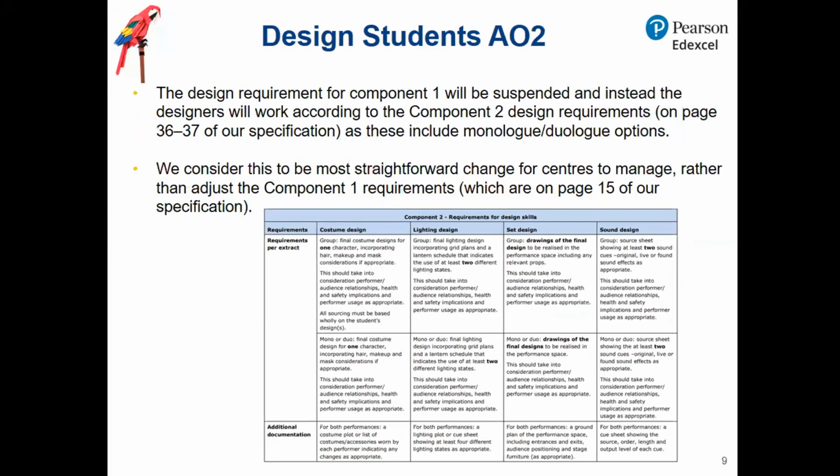Design students in AO2: the design requirement for Component 1 will be suspended, and instead the designers will work according to the Component 2 design requirements. These can be found on pages 36 to 37 of our specification. The reason for this change is that the additional documentation and the requirements for Component 2 allow for the work with monologues and duologues. We consider this to be the most straightforward change for centres to manage, rather than adjusting the Component 1 requirements, which are on page 15 of our specification.